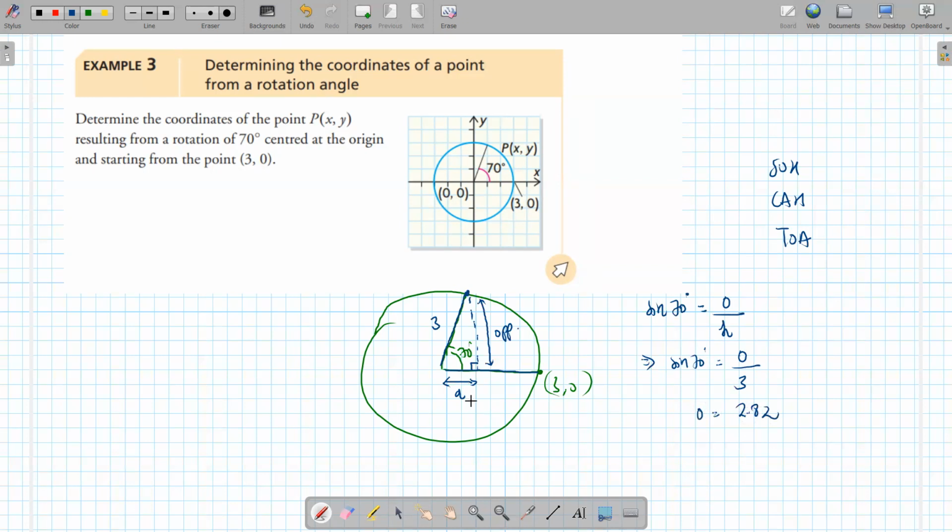How can we find the adjacent? There's 2 ways to do this. We know now that this side length is 2.82, which means the y value up here, because this is the height of the triangle, is going to be 2.82. Now we need the x value of this triangle. We're trying to find A.